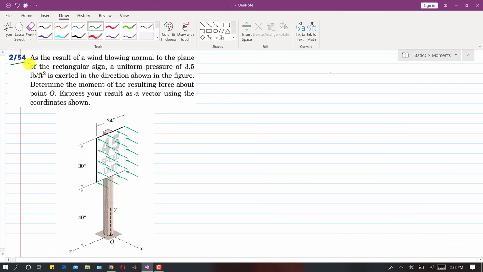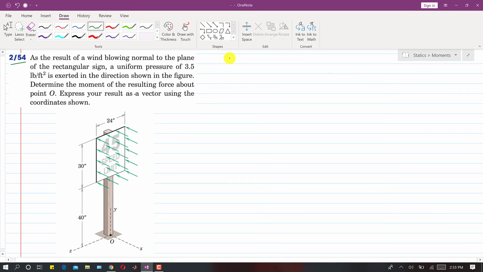We are going to solve this problem 254. In this problem it is said that as the result of wind blowing, this is the direction of wind blowing normal to the plane of the rectangular sign. So this is the rectangular sign on the side of a road.